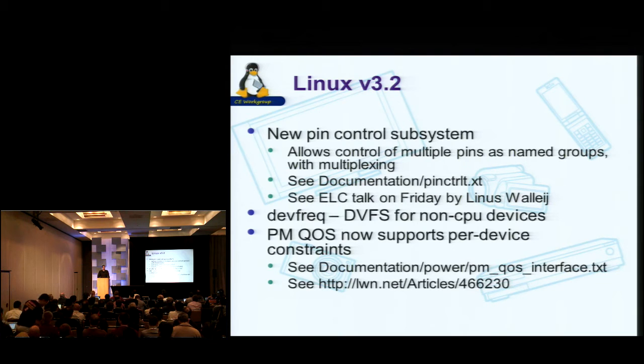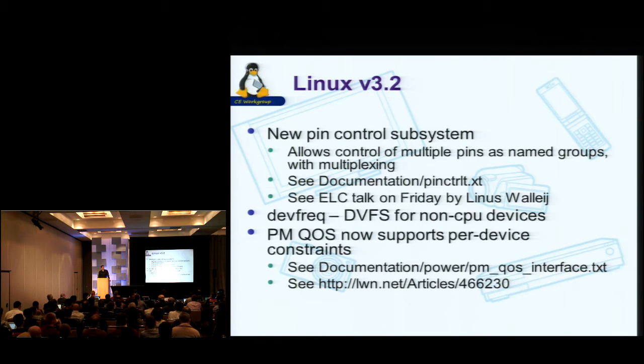And then in 3.2, we're getting more recent here. We saw the new pin control subsystem, and this allows control of multiple pins as named groups along with multiplexing. There are a lot of complex issues. This is something people have taken various stabs at over the years. There's pretty good documentation in the kernel tree about this, and there's also an ELC talk. I thought I saw Linus. There he is. So go to Linus's talk on Friday and learn about the pin control subsystem.